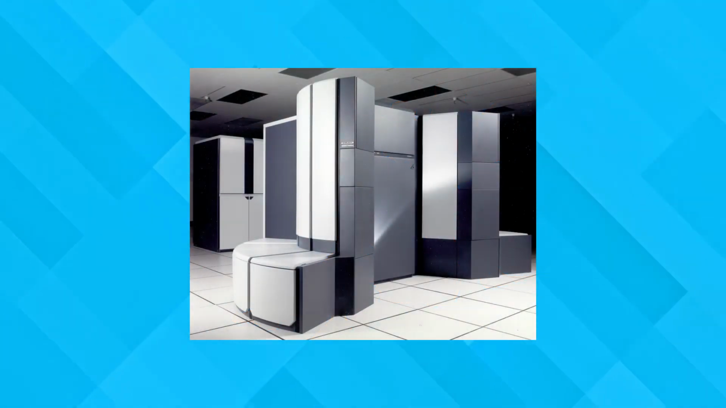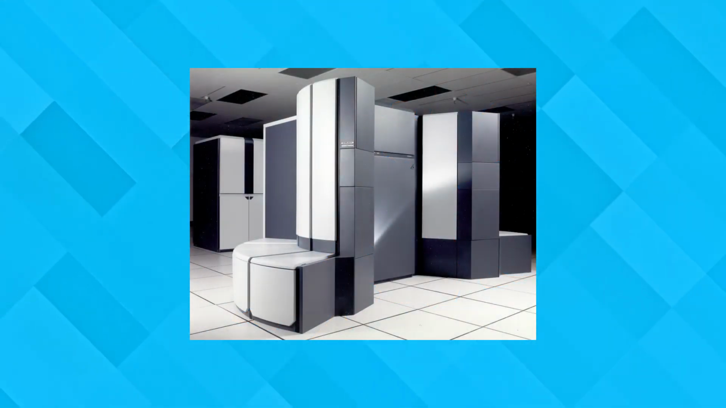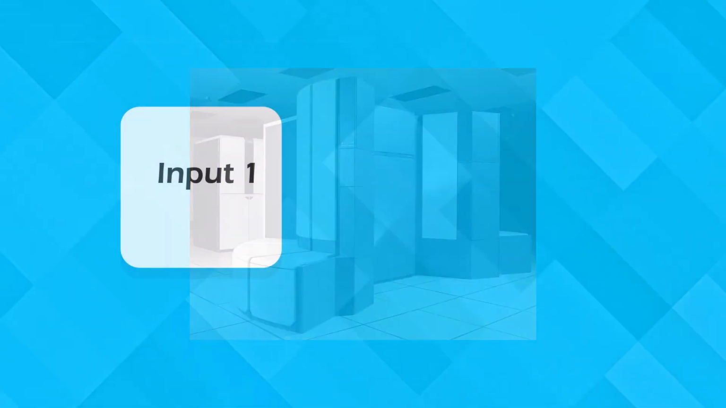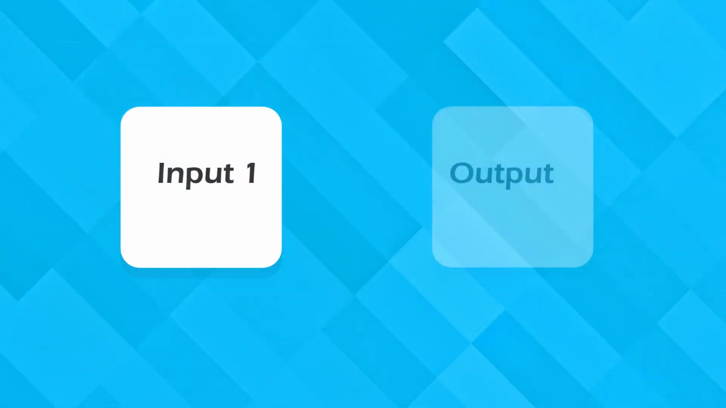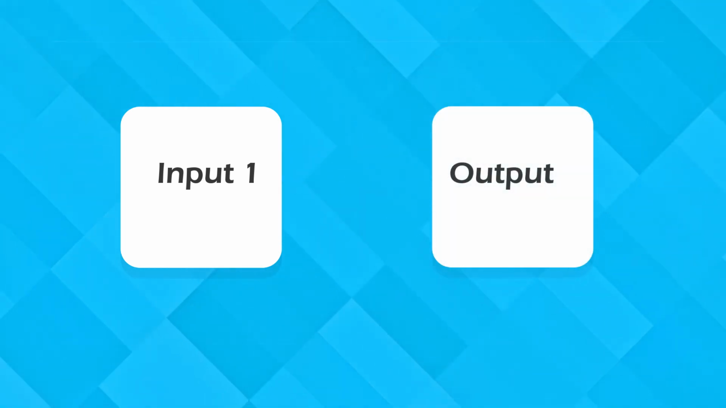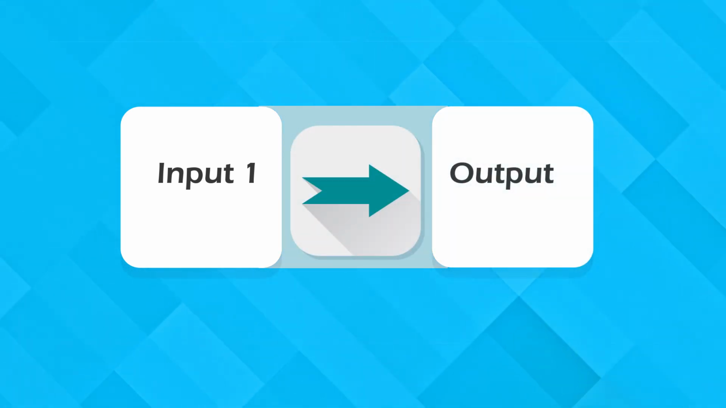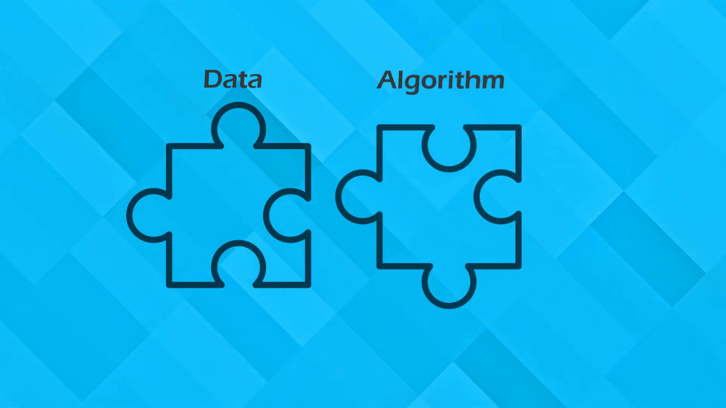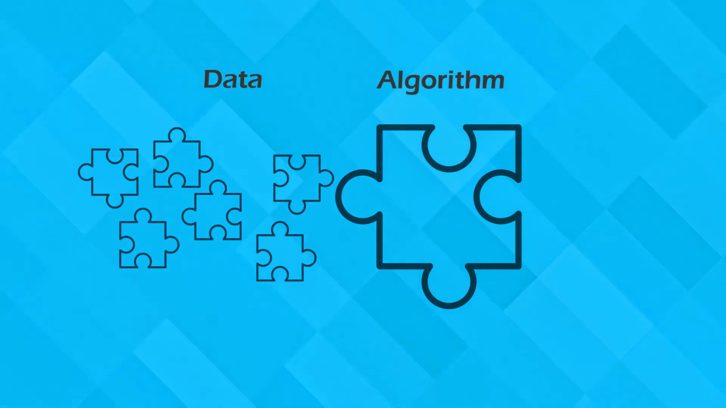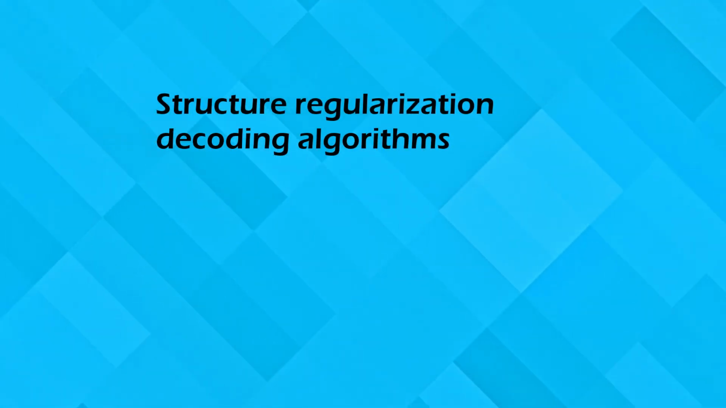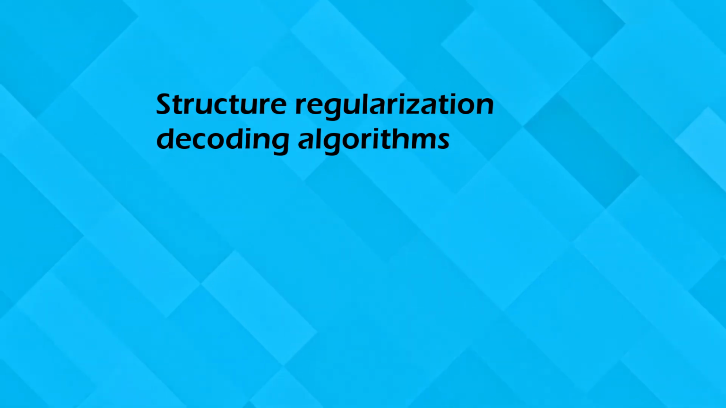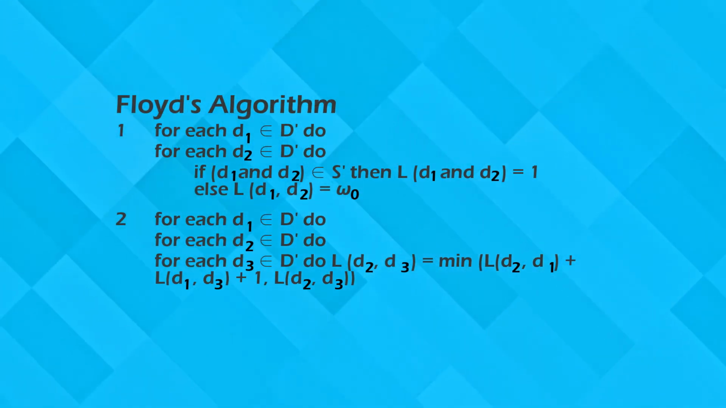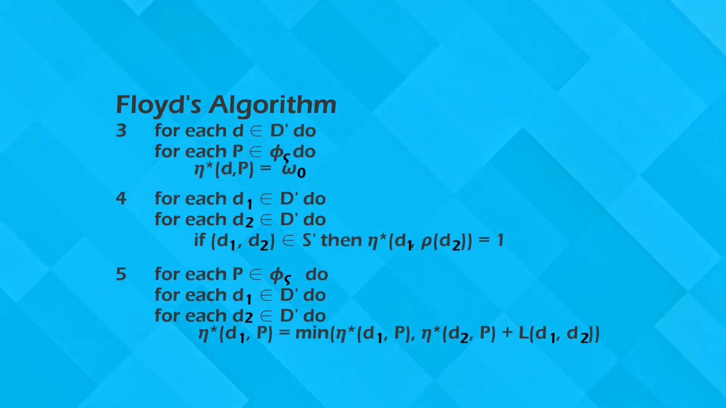The complexity of machine learning tasks depends on the amount of data which is connected with the number of possible combinations. It is possible to find an appropriate technique which allows reducing the complexity and finding the suitable algorithm for your task. It is possible to solve the task by choosing an algorithm which calculates an appropriate amount of parameters. One technique applies structure regularization decoding algorithms to reduce the complexity. It is possible to use Floyd's algorithm to calculate this complexity.